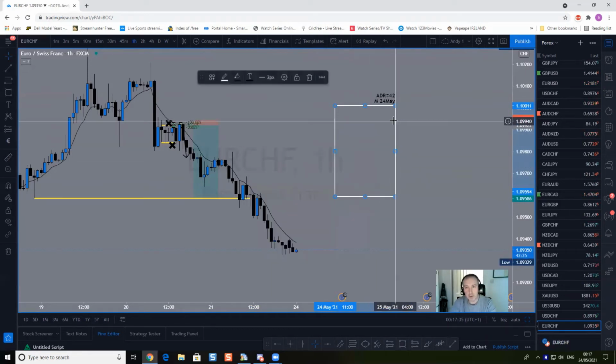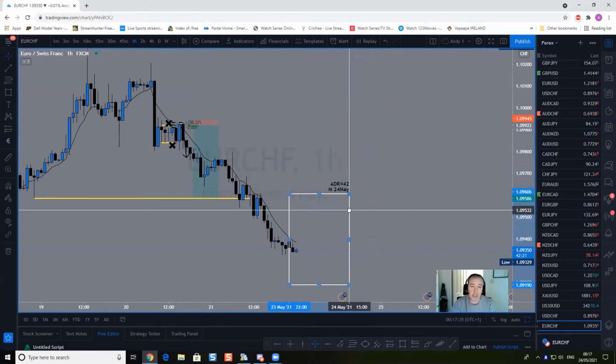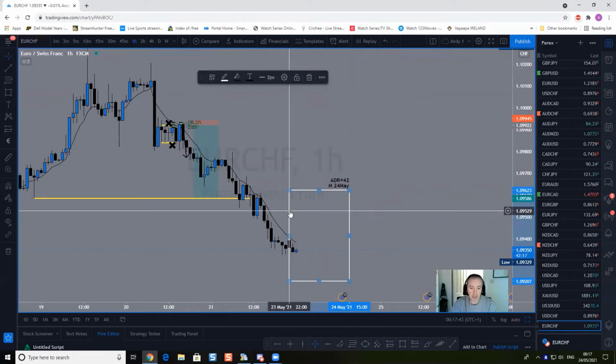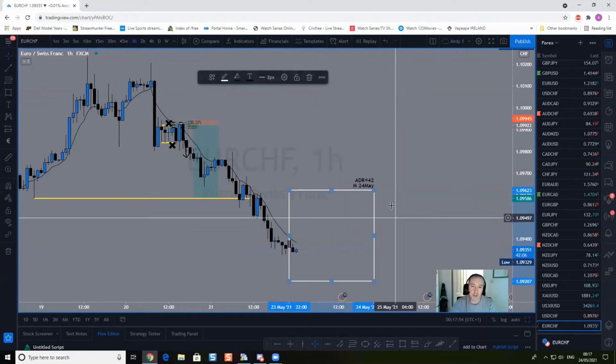Okay, there's your box. Where does the box start? The box starts at the reset. The reset is 10 p.m. GMT. So GMT, 10 p.m., and it moves 24 hours to 10 p.m. GMT. So 10 p.m. GMT is right there. So there is your box.